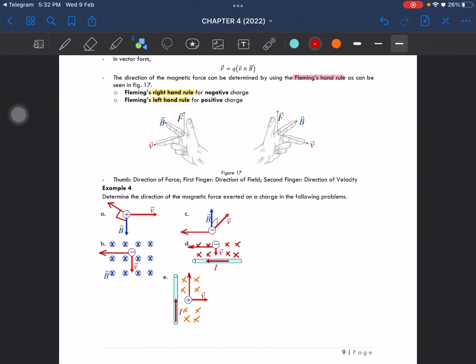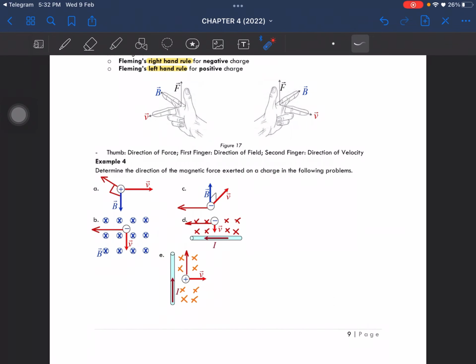Okay, alright, so all the red arrows that I've drawn is the direction of the magnetic force. Okay, so that's the solution for example number 4.